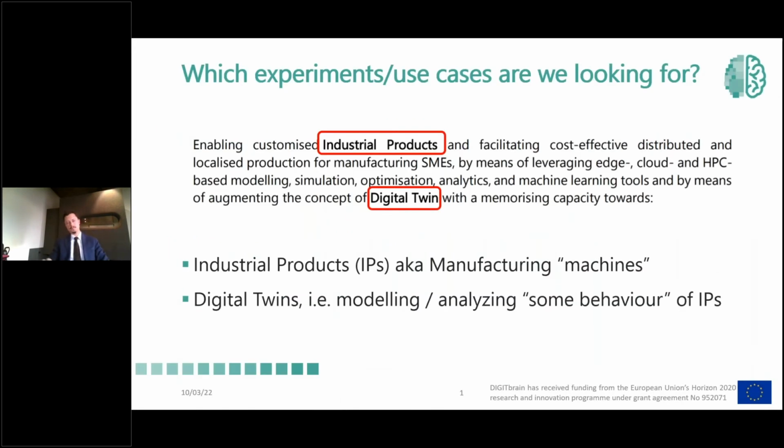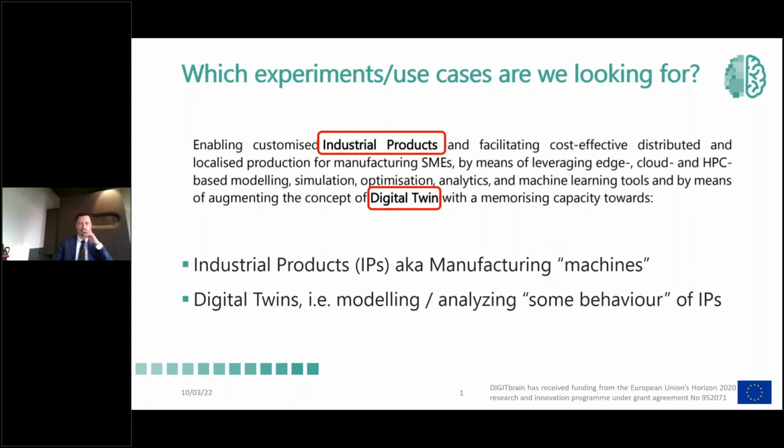So, as it has already been pointed out, there are two key concepts in DIGITbrain. We are focusing around industrial products. Industrial products, in other terms, can be considered being manufacturing machines that actually reach even into something like harvesting robots, for instance. So everything which is used to produce something is considered being an industrial product.